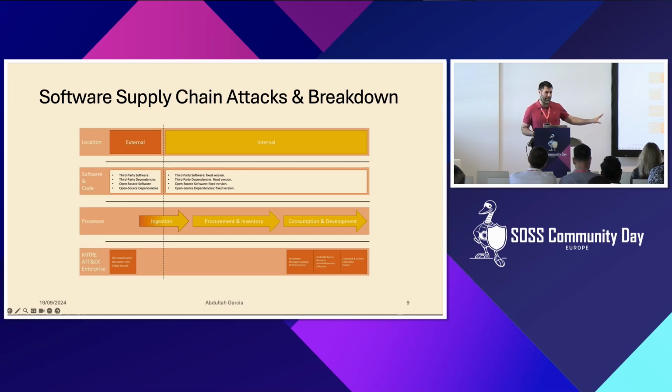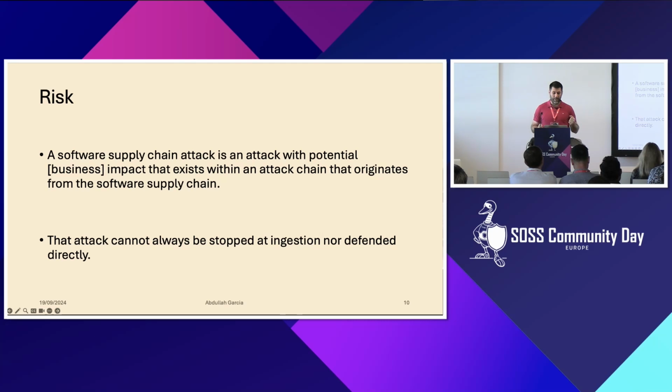And it can be as varied as it wants to be, right? It might be actually just trying to break down your system with malware. It might actually try to embed into your software to carry on with the next step in a software supply chain attack. So that's a key part to understand. Or put it differently, a software supply chain attack is an attack with potential, and I'm bracketing business because it might have other kind of impact, right? That exists within an attack chain that originates from the software supply chain.